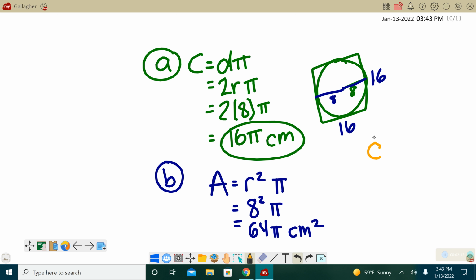Alright, so for part C, I've got the area equals 16 times 16, and that comes out to 256. Remember, it's centimeters squared. I'm going to erase and move on, but if you need to, you can pause the video and get your work copied down from here.